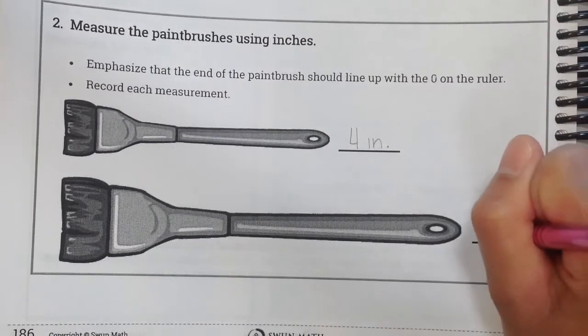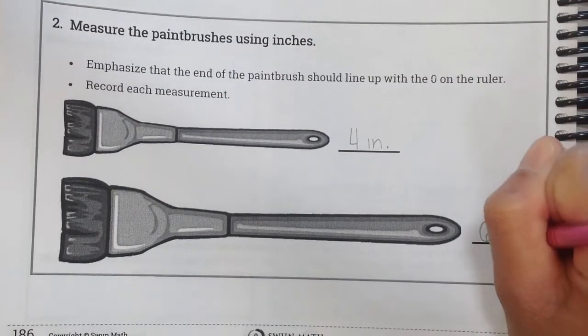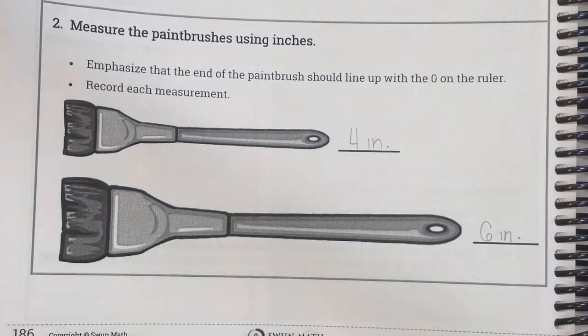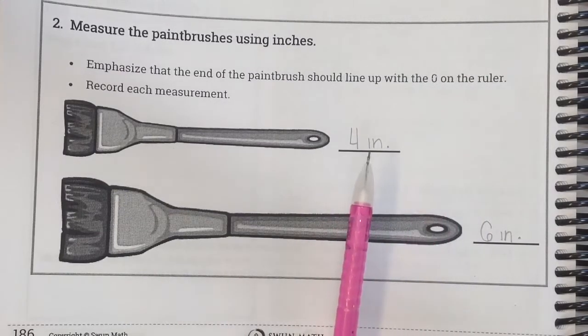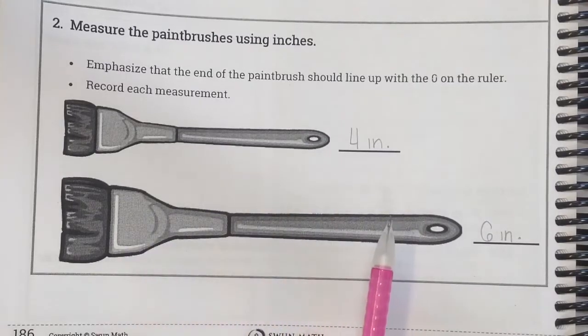When we round, it's important to know that our measurements are not exact. This paintbrush is about 4 inches. It's not exactly 4 inches because remember, we had to round up to 4. This paintbrush is not exactly 6 inches either. We had to round up to 6 inches. It's about 6 inches.